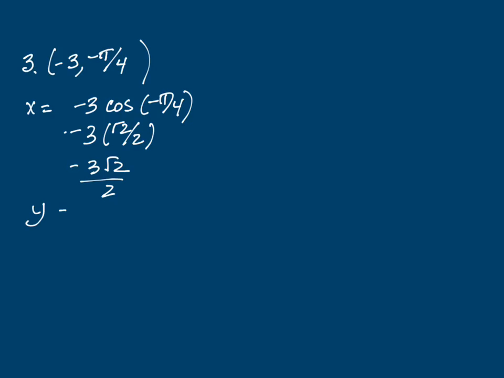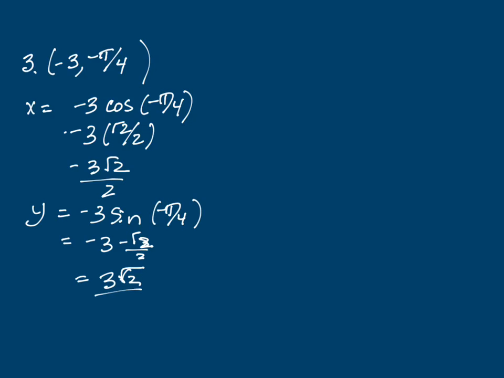And y is equal to negative 3 sine of negative pi over 4, which in quadrant 4 for sine is negative. So negative 3 times negative square root of 2 over 2 is equal to positive 3 square root of 2 over 2. So our coordinate is negative 3 square root of 2 over 2 and positive 3 square root of 2 over 2. So those are kind of easy. Now, the next one I think is a calculator one.